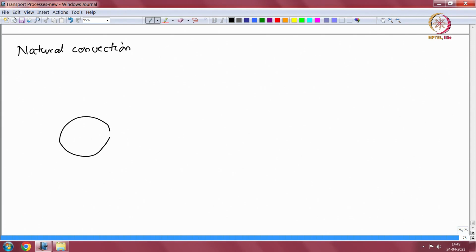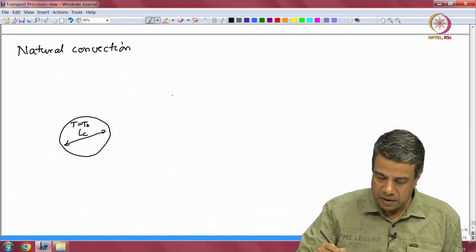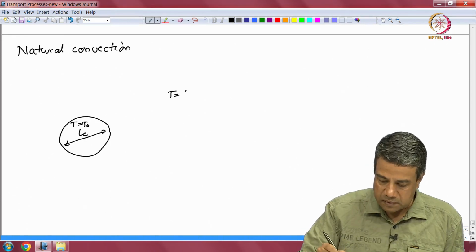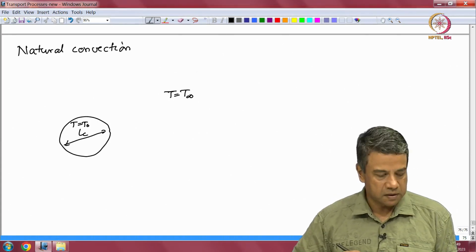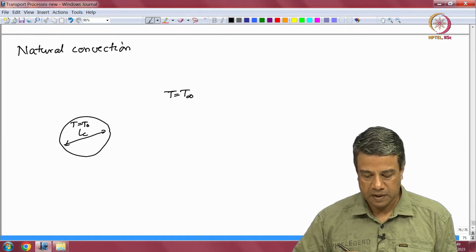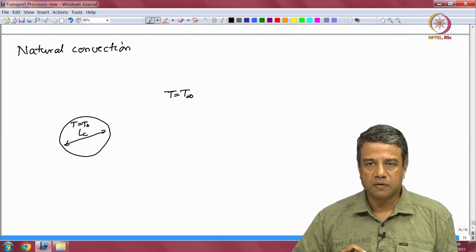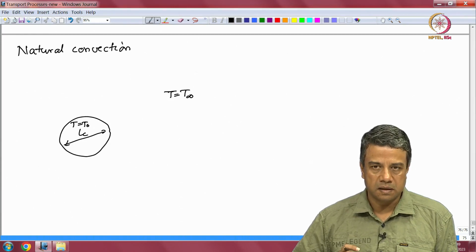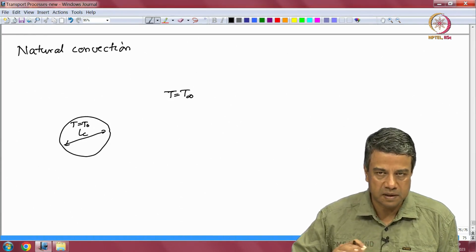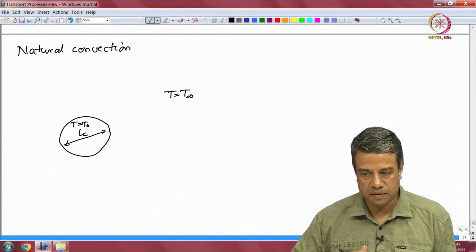If I have an object with some characteristic distance L_c, with temperature T equal to T naught at the surface, placed in a fluid with T equal to T infinity far away, the object is hotter than the fluid. Then of course, there will be diffusion which takes place, so that the heat travels from the object to the fluid surrounding the object.